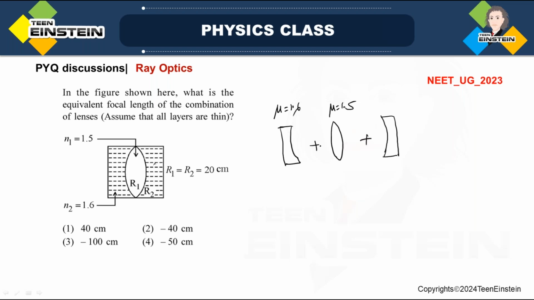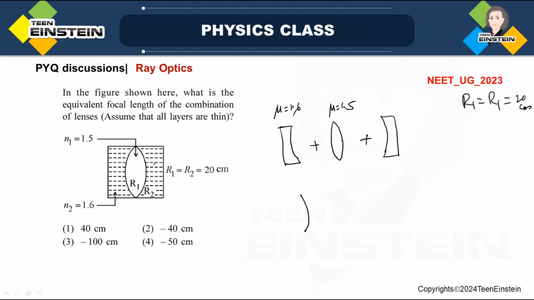So in this case, all of them have the same radius of curvature on all the faces. For this particular lens, I have R1 and R2 equal to some R, that is 20 centimeter. This one is actually plano concave.